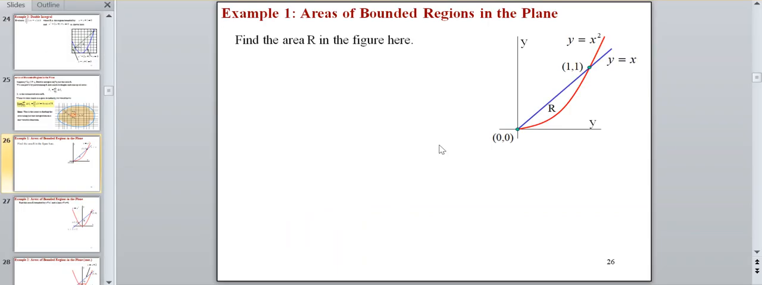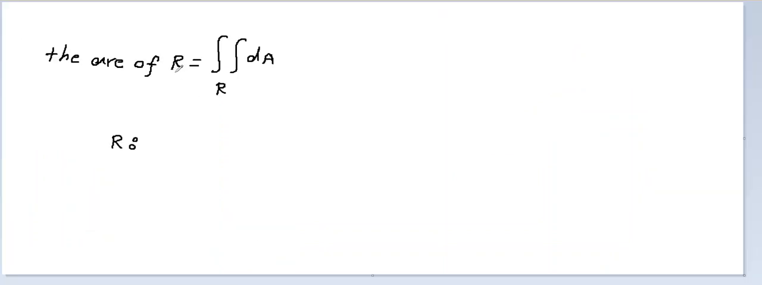Okay, now look at this example. We want to find the area of the region R. You can see the region R here, which is bounded between these two curves. So the area of this bounded region R is calculated by the double integral of dA on R, but we need to describe the region R, then we calculate this double integral, and this dA is dx dy or dy dx, and this order of the integration depends on how we describe the region R.